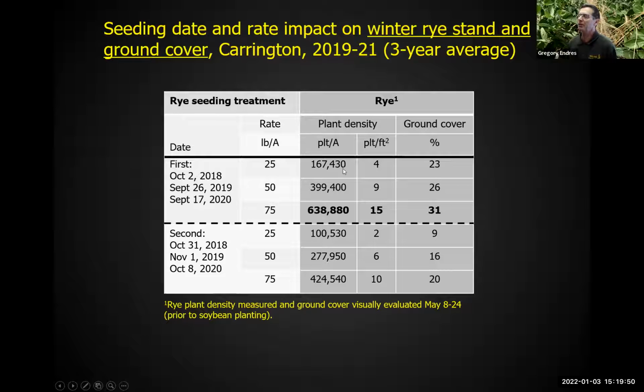And note, even with the highest rate where we planted earlier with a high planting rate and ended up with over 600,000 plants per acre, or about 15 plants per square foot, we still had really minimal ground cover. So it's really important, if ground cover, reduction of soil erosion is important to you, to get as many plants out there as is feasible.